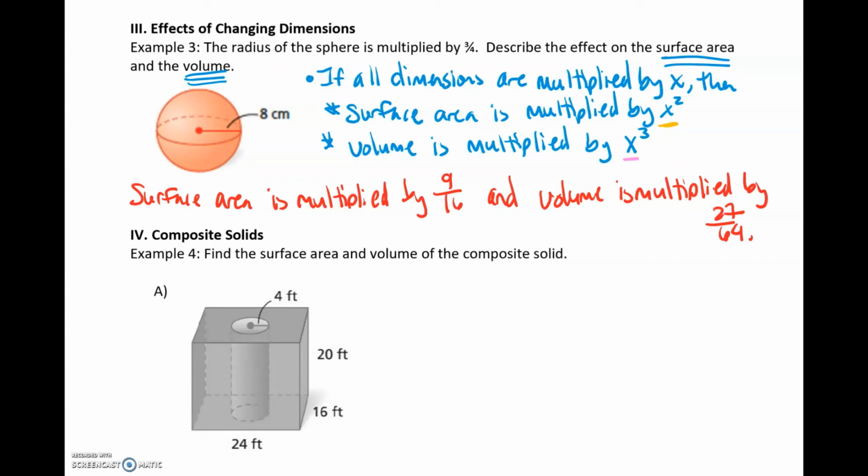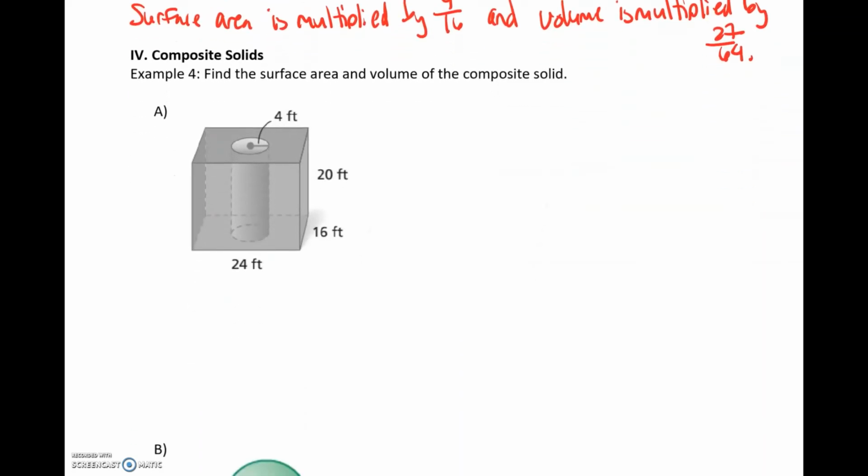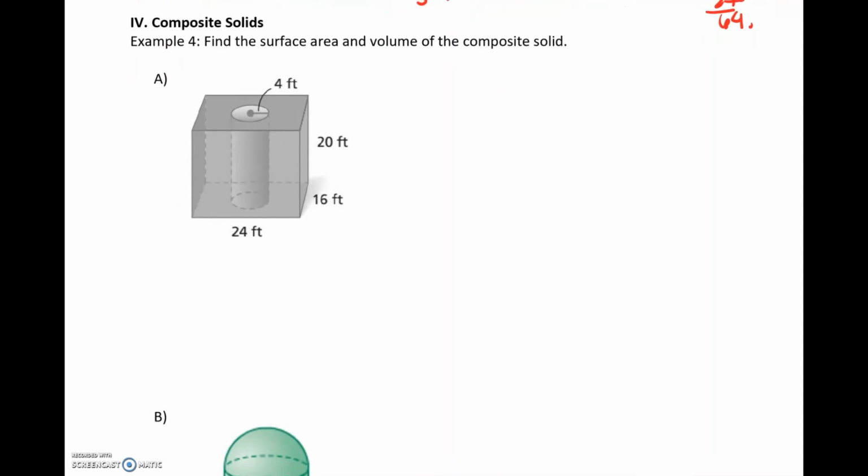Okay, then last up, what happens when we put shapes together? This is where we can synthesize our different formulas. These are called composite solids, just like how we had composite shapes for 2D, we have composite solids for 3D. What we need to do is really think about how surface area and volume are different. When we deal with surface area, you're thinking about everything you can touch. So let's think about what's going on here in A. We actually have a rectangular prism, and we have a cylinder taken out of it. So this is basically a tunnel or empty space.